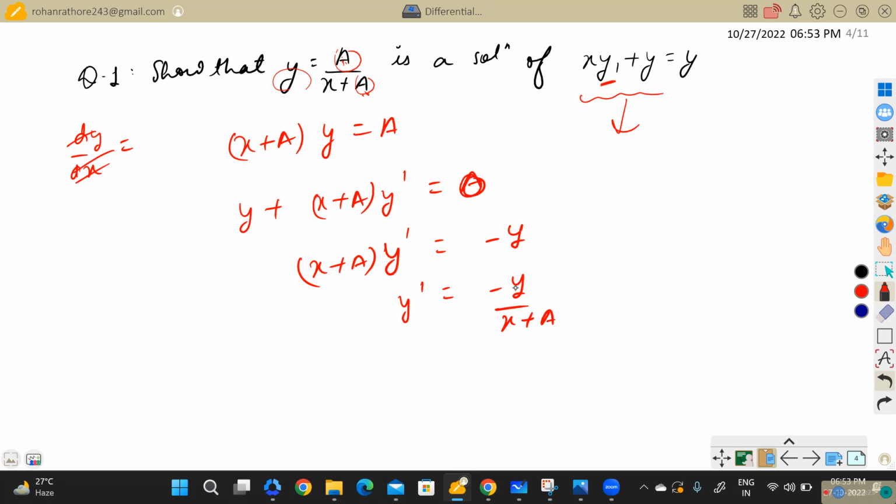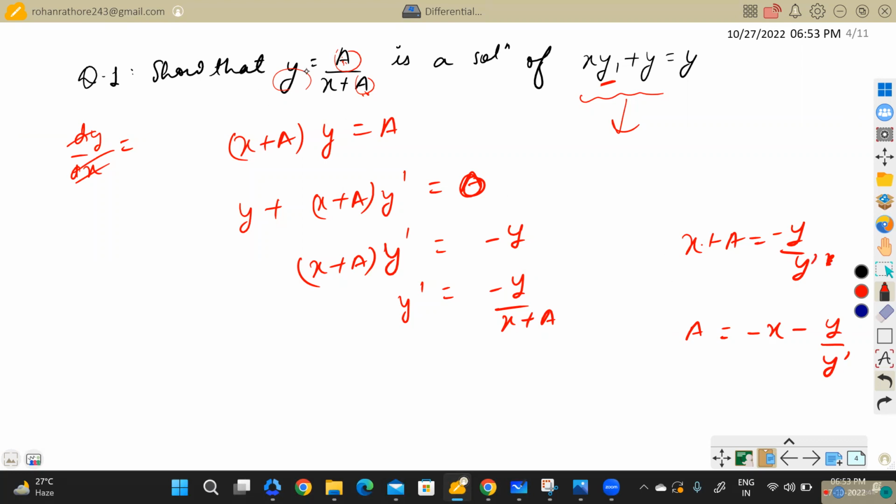Okay, so let's quickly substitute. We have x plus a is minus y over y dash, and from here we can say that a is minus x minus y over y dash.